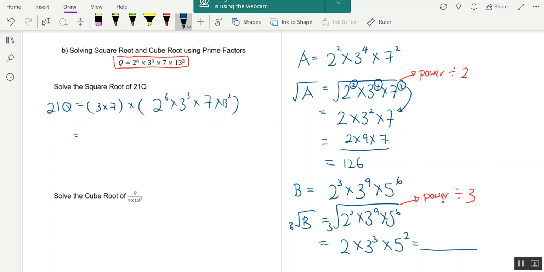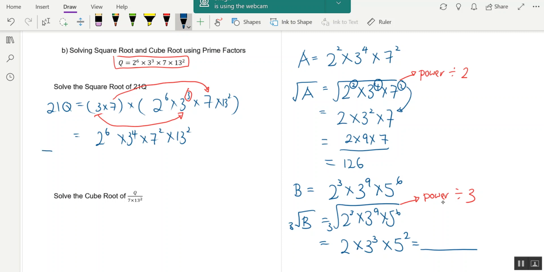So we add this 3 to this one, which already has power 3. We multiply another 3 in, which means it is 3 to the power of 4. Of course the 2 to the power of 6 we cannot neglect. Next, 7 times another 7 means there is a 7 to the power of 2 there, times 13 squared. And that is 21Q.